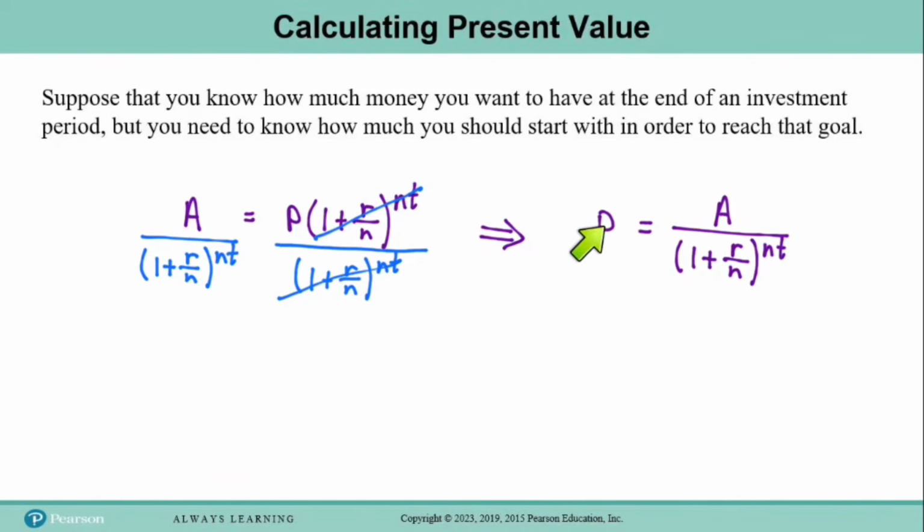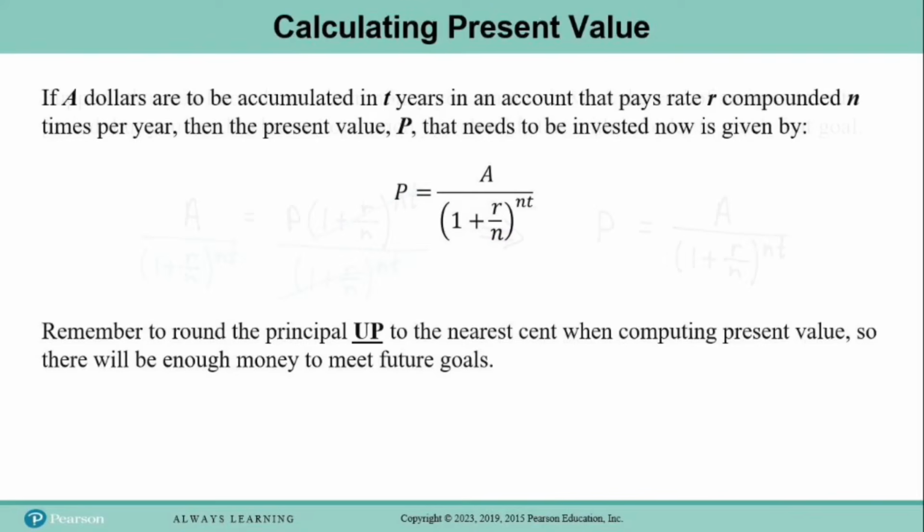And this is the present value formula. So here it is again. If A dollars are to be accumulated in T years in an account that pays rate R compounded N times a year, so all those variables do the same thing that we're used to, then the present value, P, that needs to be invested now is given by this formula. And we have to remember that whether the number we get should be rounded up or not, we are always going to round up.